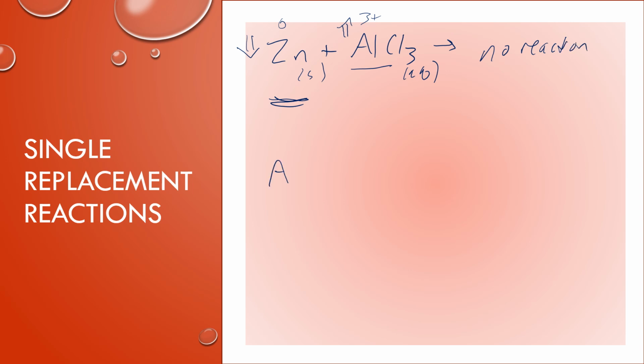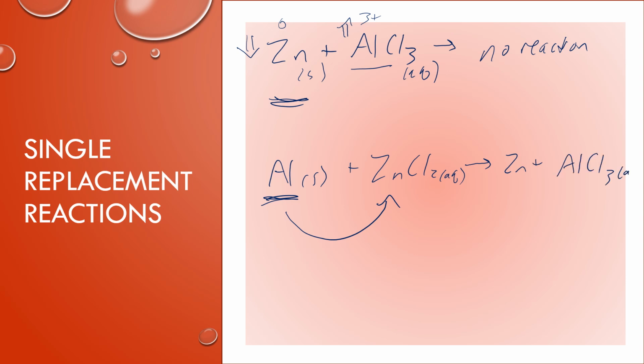But if we had solid aluminum reacting with zinc chloride, the aluminum is by itself. It is higher up on the activity series. So it can displace or replace zinc in this reaction. And you'd wind up with zinc by itself and aluminum chloride, with really the chlorine being a spectator ion in this case.